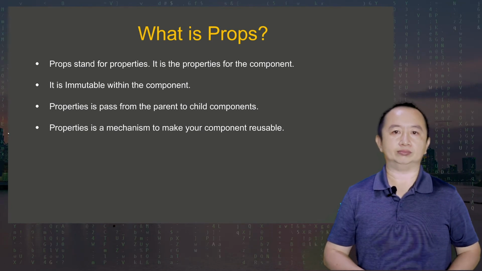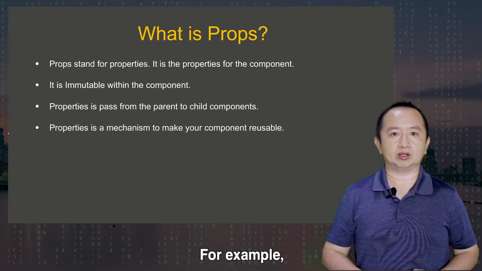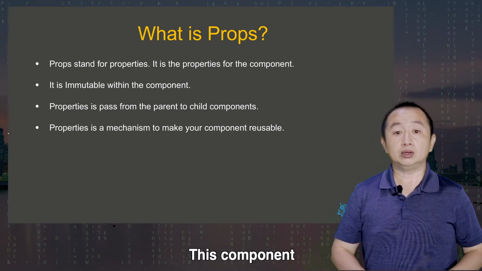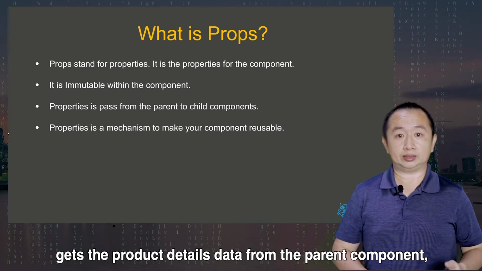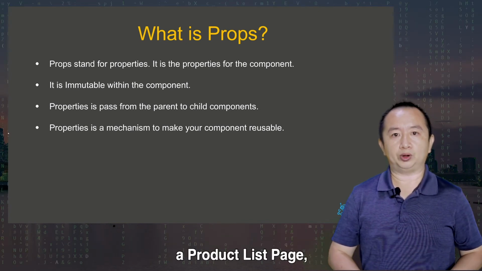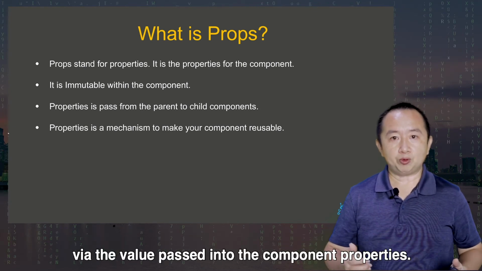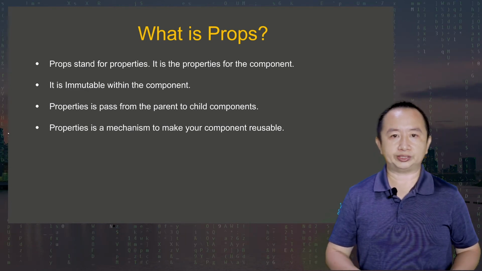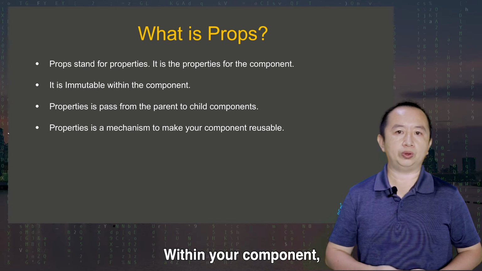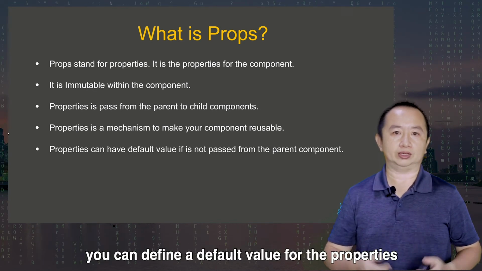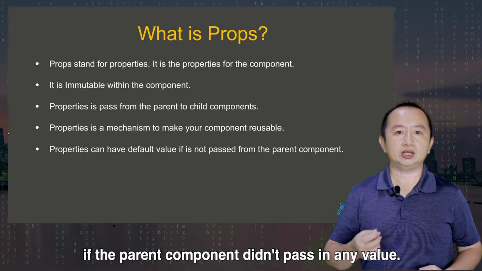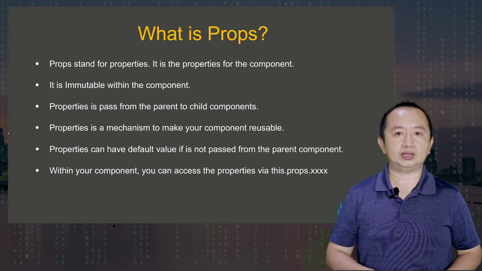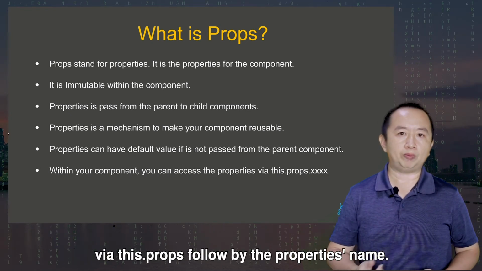Properties are a mechanism that makes your component reusable. For example, we can have a component to display product details. This component gets the product details data from the parent component, a product list page, via the value passed in the component properties. This component can be used in other pages, like the shopping cart page. Within your components, you can define a default value for the property if the parent component didn't pass in any value. You can access the properties via this.props followed by the property name.